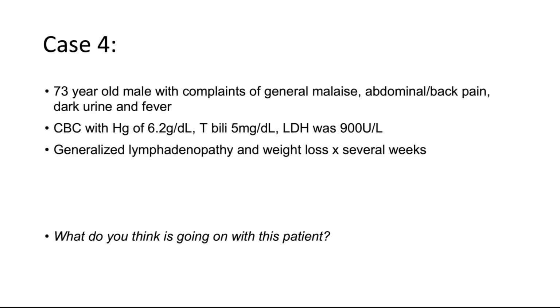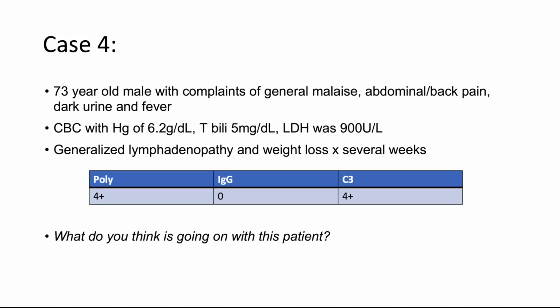Let's talk about case number 4. This is a 73-year-old male who has complaints of general malaise, some abdominal and back pain, dark urine, and a fever. They're anemic, their total bilirubin is elevated, LDH is quite high, and they had generalized lymphadenopathy and weight loss for several weeks. Here is their DAT, and what do you think could be going on with this patient? You can pause the video here or keep going.